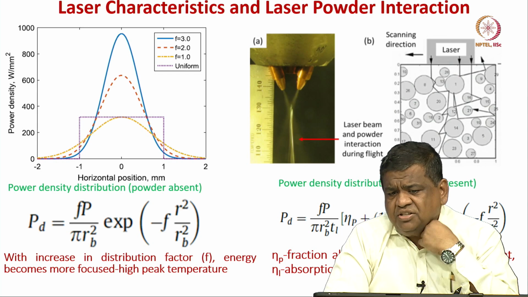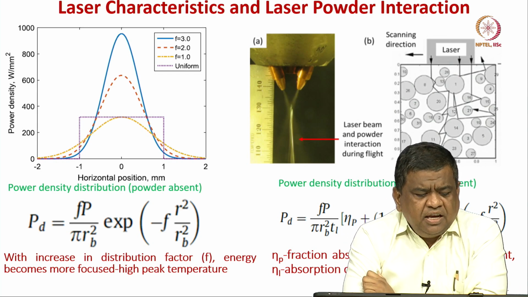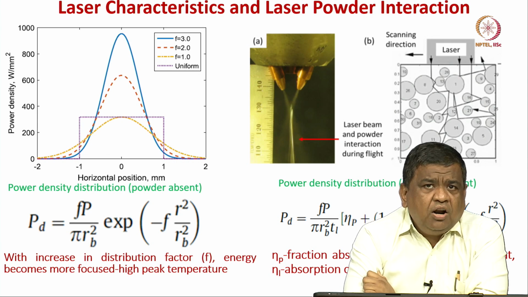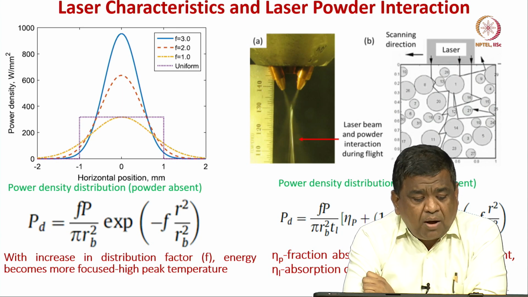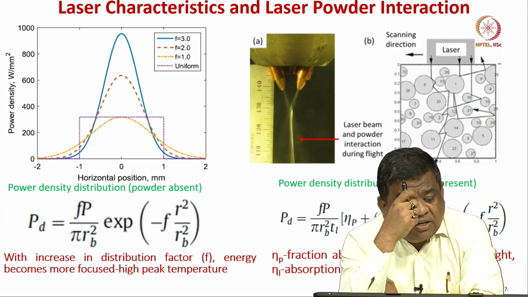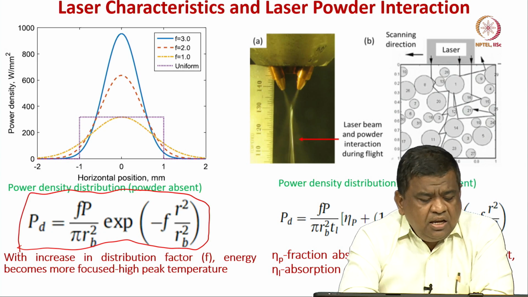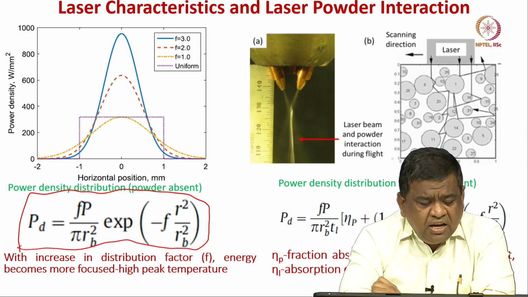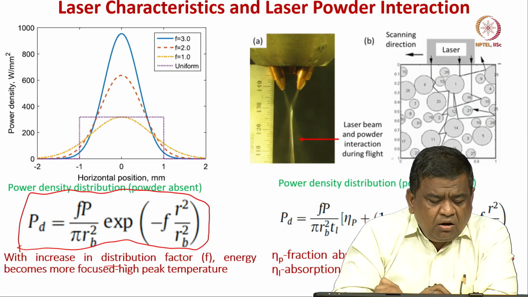So, what are the laser characteristics and laser powder interactions? Laser power density essentially shows more or less a Gaussian type of distribution, and if you look at that power density distribution in the absence of powder, it essentially follows this kind of expression: P_d is equal to F P by pi r_b square, where r_b is the beam radius, exponential minus F r square by r_b square. So, F is the distribution factor.